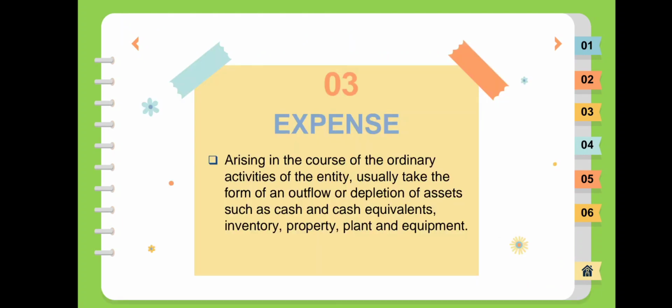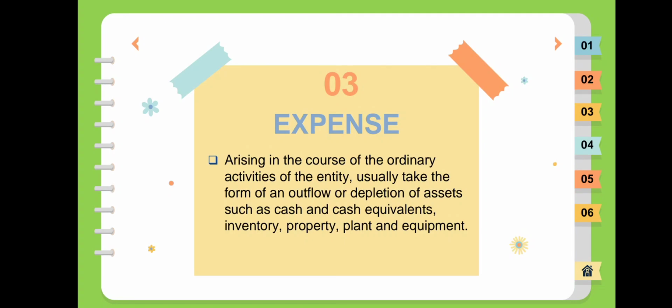So we're done with revenues. Now, let's have expense. So expense class arise in the course of the ordinary activities, same with the revenue of the entity. Takes the form of an outflow or depletion of assets such as cash and cash equivalents, inventory, property, plant and equipment or PPE.